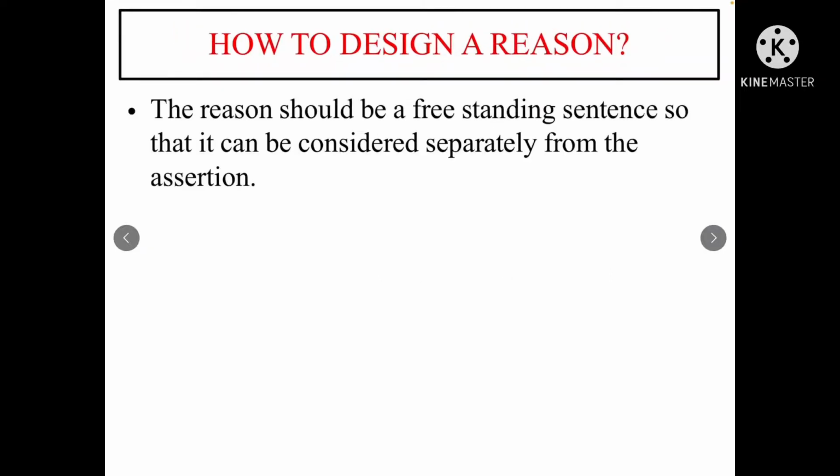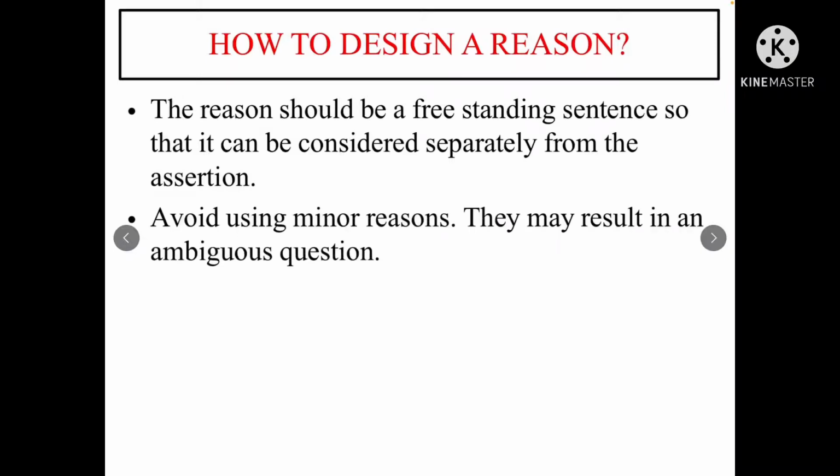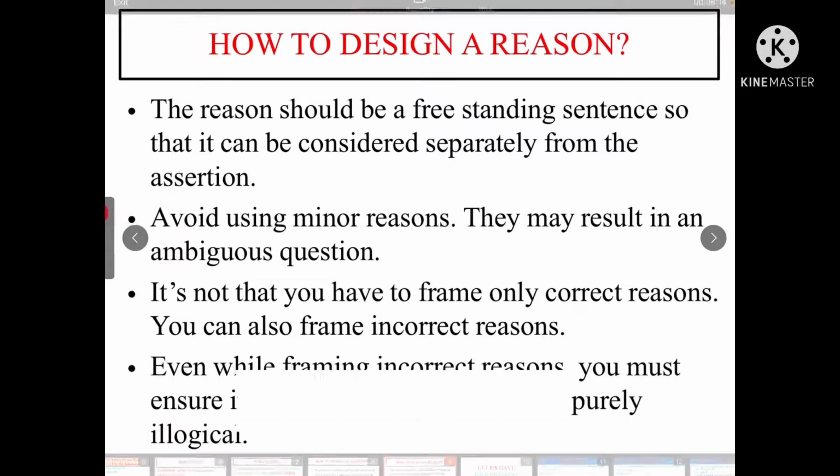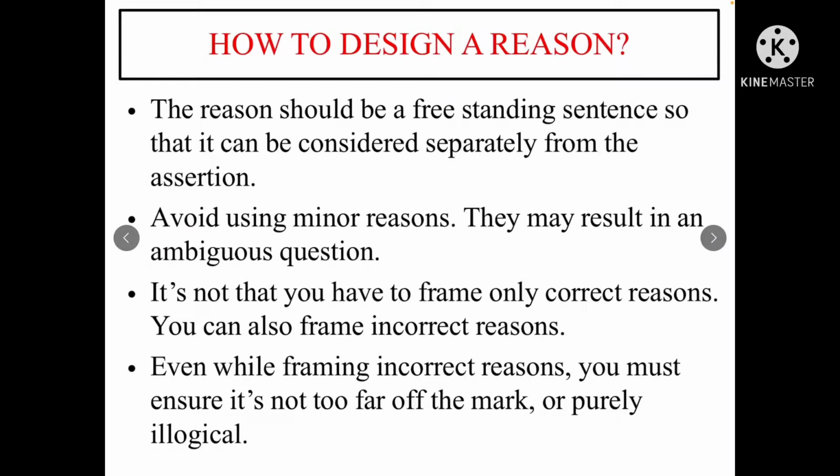Now the question is how to design a reason. The reason should be a free-standing sentence so that it can be considered separately from the assertion. Avoid using minor reasons. They may result in an ambiguous question. It's not that you have to frame only correct reasons. You can also frame incorrect reasons. Like assertions, reasons may also be true or false. Even while framing incorrect reasons, you must ensure it's not too far off the mark or purely illogical.